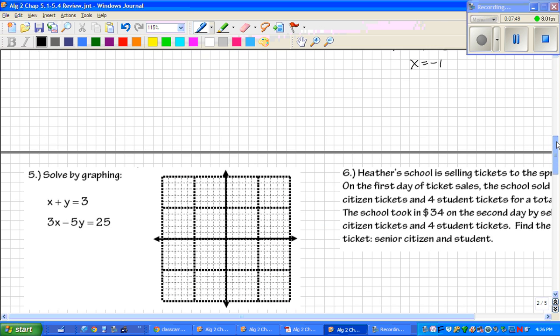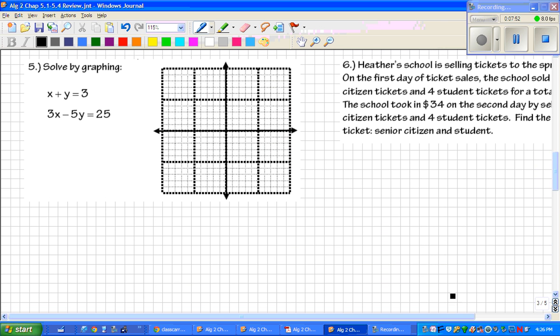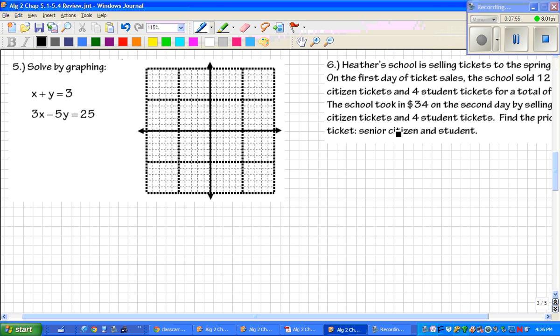All right, let's move on to number 5. Now it says to solve by graphing. Now if you notice, when we're graphing, we have to make sure it's in y equals mx plus b. So that first equation is not like that. So we have x plus y equals 3. You have to subtract the x from both sides, and we get y equals negative x plus 3, which tells me that my slope is negative 1 over 1, and our y-intercept is 0, 3.